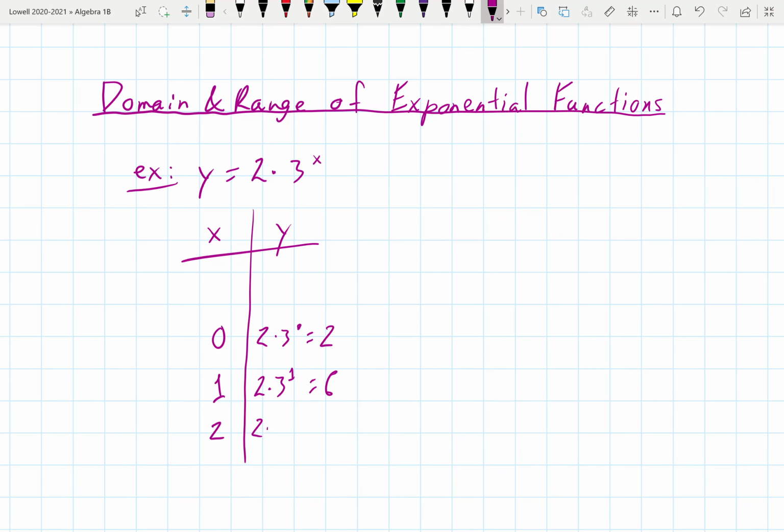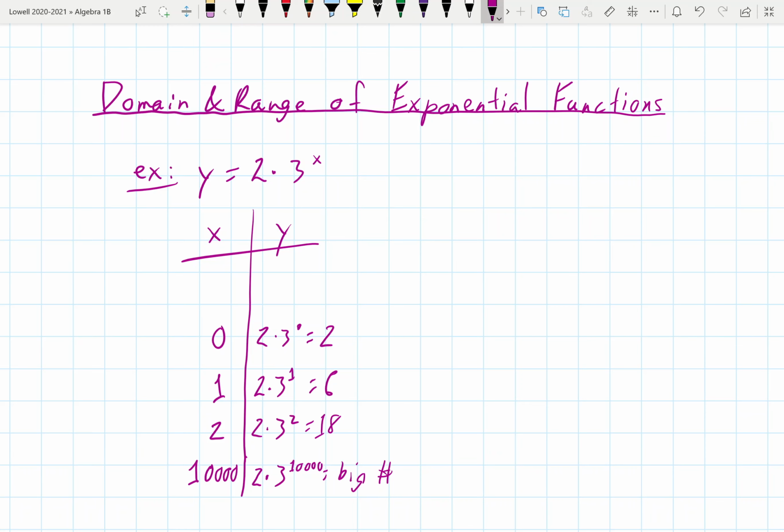And I can keep going here. 2 times 3 squared, we get to 18, and so on and so forth. So I think going forward, there's no problem at all here. Heck, if I wanted to, I could plug in 10,000, and I'll say, okay, that's 2 times 3 to the 10,000th power, which is some big number, right? And we could do it. That number exists, and there's nothing wrong with that.